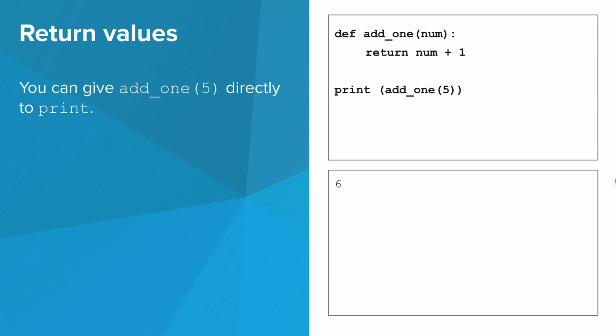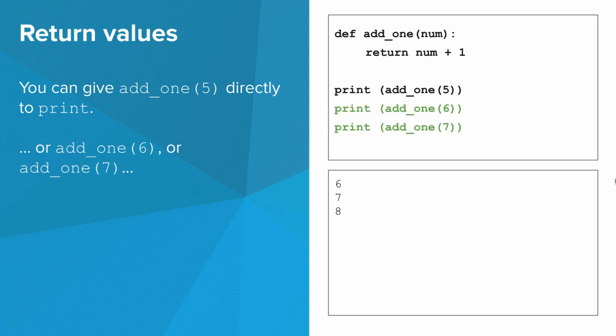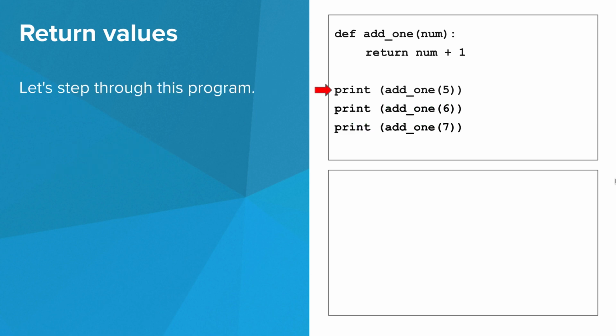You can actually give add1(5) directly to print instead of using a variable as an intermediary. The call to add1(5) will be replaced by the number 6, which is then given to print and displayed on the screen. You can do this multiple times, and the return value will be different if the argument is different. Let's step through this program.